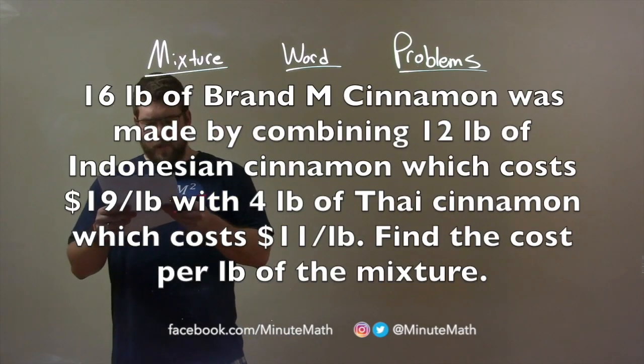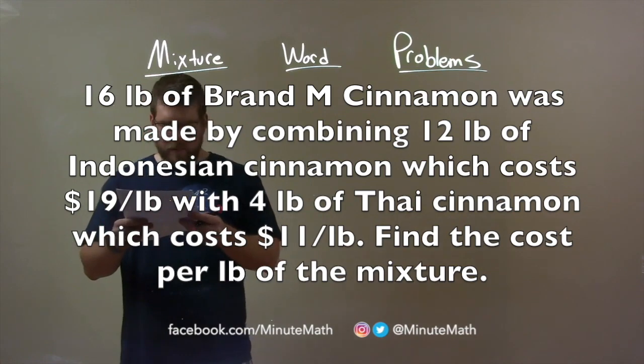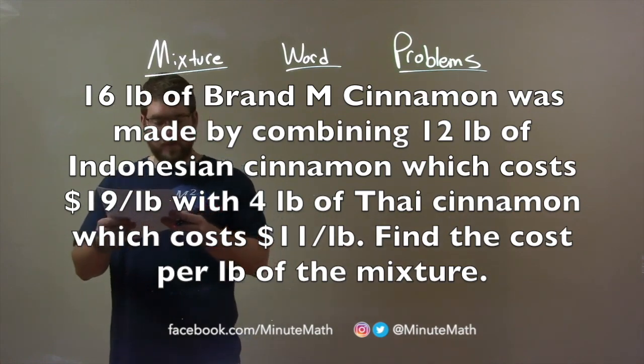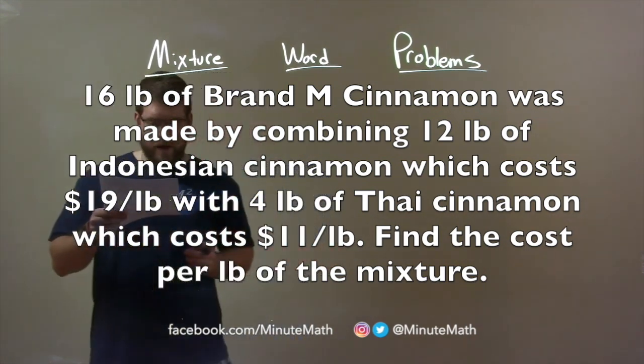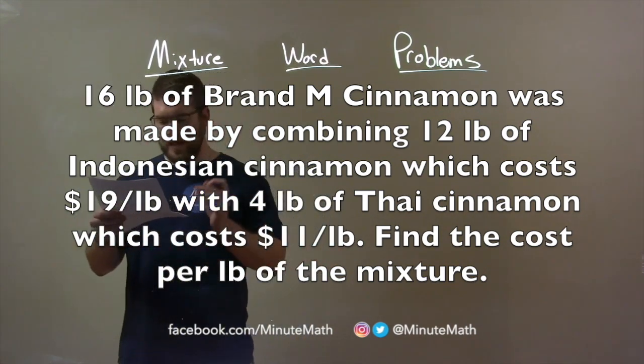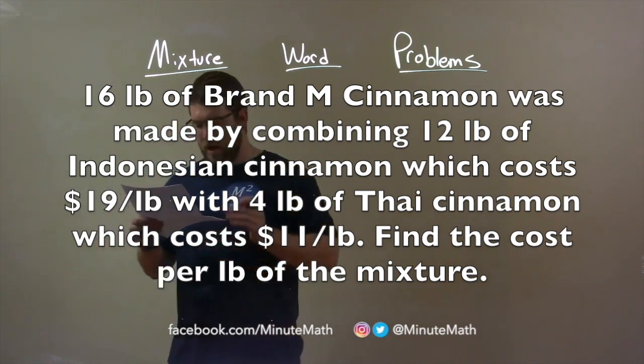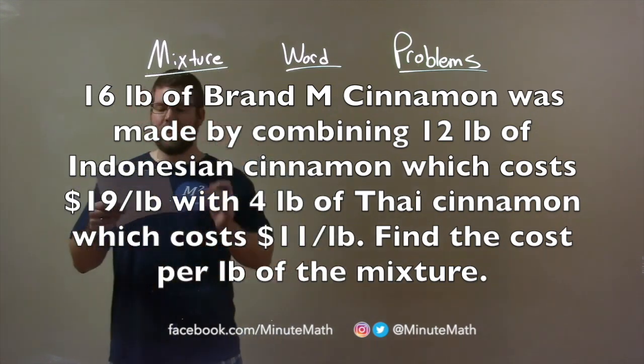16 pounds of brand M cinnamon was made by combining 12 pounds of Indonesian cinnamon, which cost $19 per pound, with 4 pounds of Thai cinnamon, which cost $11 per pound. Find the cost per pound of the mixture.